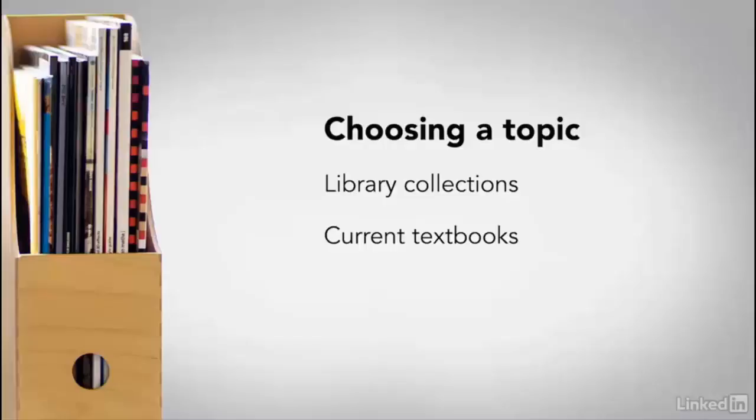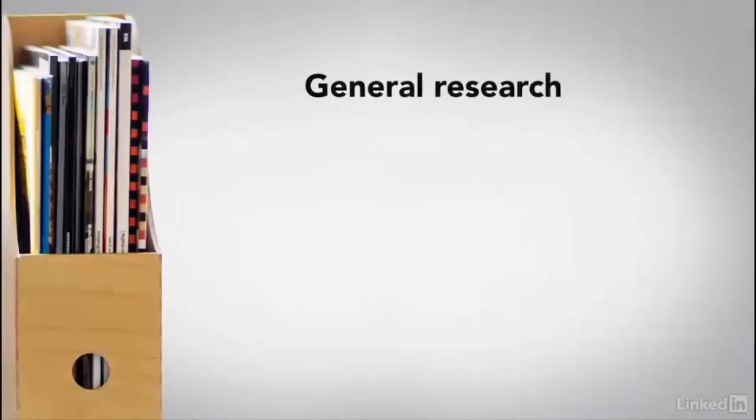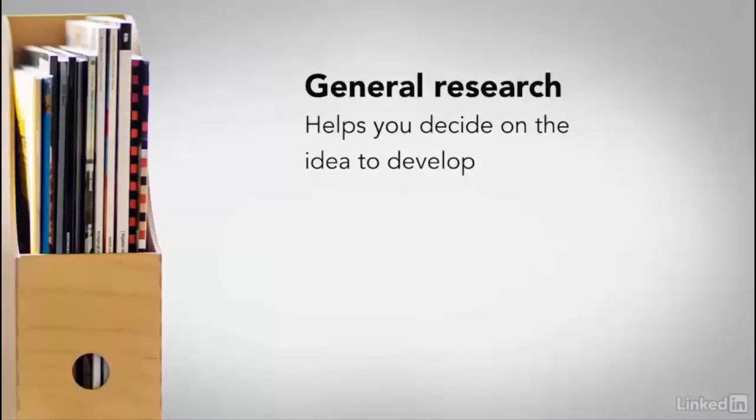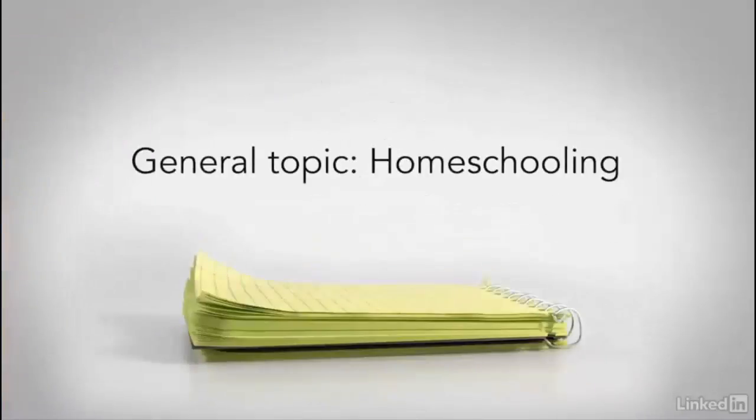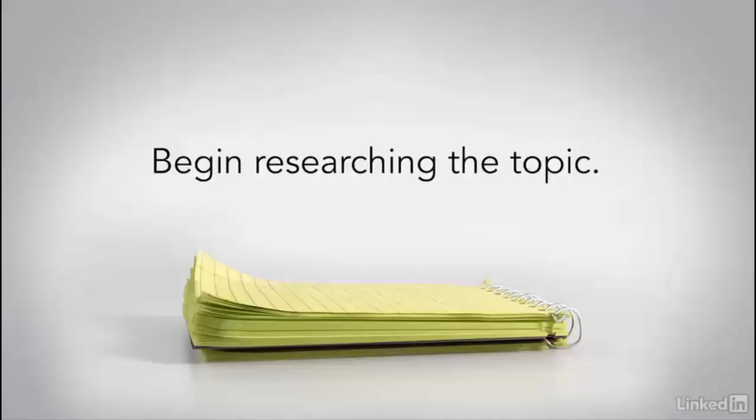The avenues for selecting your topic are numerous, but whichever topic you ultimately choose, you will have to limit its scope, brainstorm about what to include, and outline the paper's basic organization and structure before beginning to write. The first round of general research helps you decide on your idea to develop. The next round of research will help you continue to narrow the focus or the specific direction of your topic and help give you a deeper understanding of that topic. Let's assume, based on your preliminary reading, you decide on the general topic of homeschooling. So now the serious research begins.